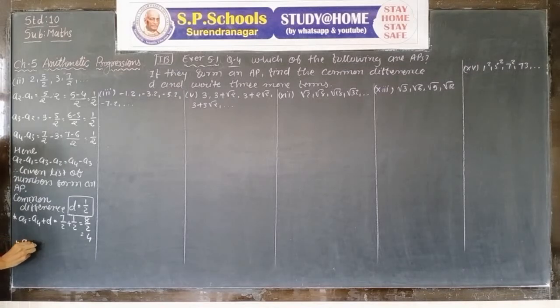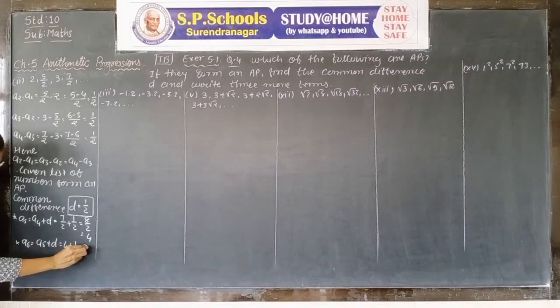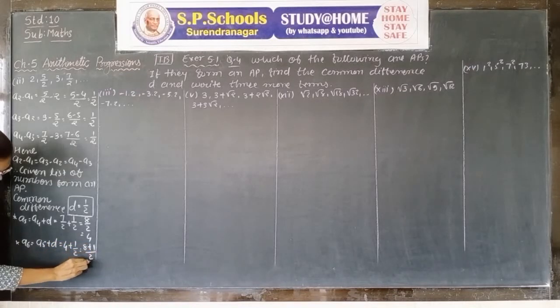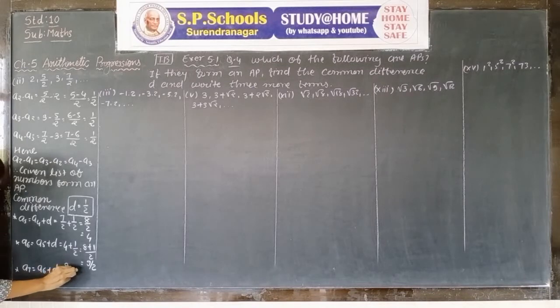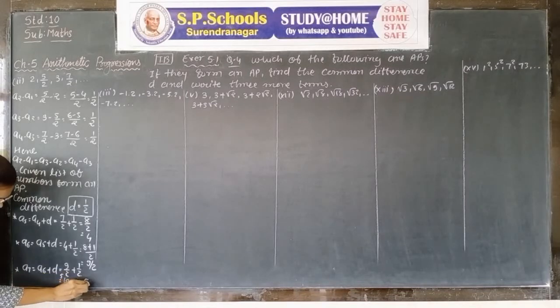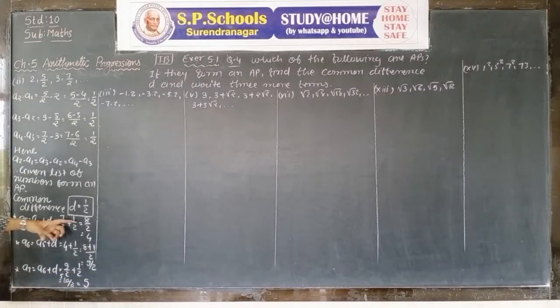Sixth term a6 is equal to a5 plus d, where a5 is 4 plus 1 upon 2, that is 8 plus 1 upon 2, which is 9 upon 2. Seventh term a7 is equal to a6 plus d, where a6 is 9 upon 2 plus 1 upon 2, equal to 10 upon 2. 10 upon 2 cancels, and we get only 5. Next 3 terms are 4, 9 upon 2 and 5.